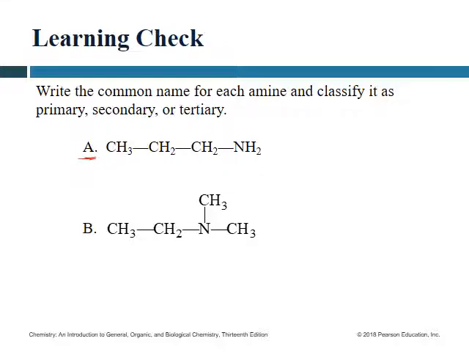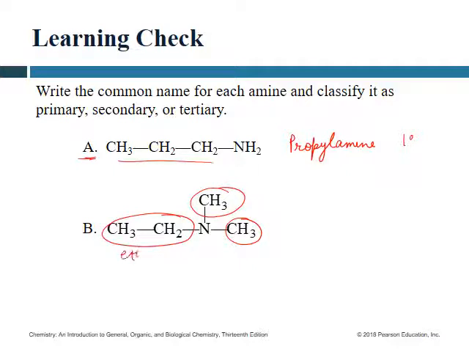Perfect. This has a propyl group, so this would be propylamine. And is it primary, secondary, or tertiary? Primary. It has only one bond with a carbon atom. Perfect. How about this? I think we did this already.